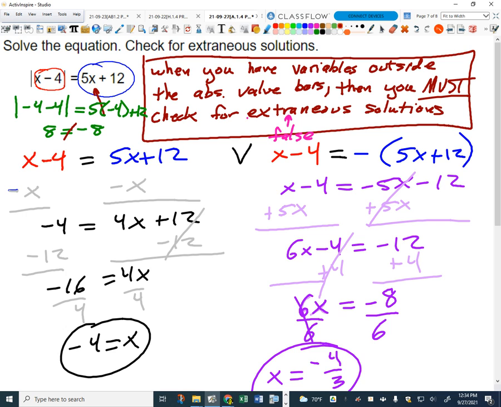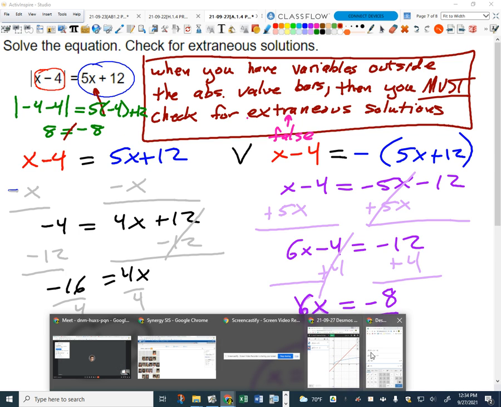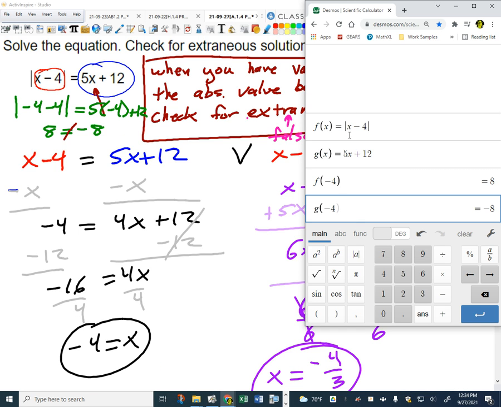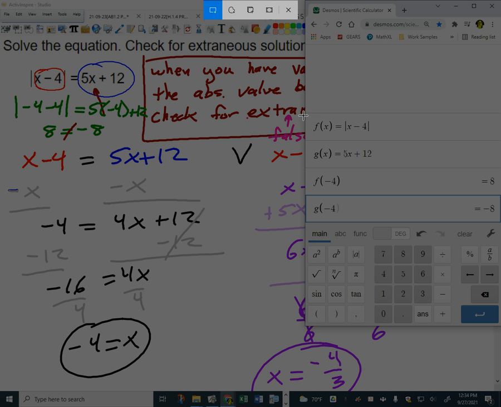That's not true, right? That's what Desmos told us. Desmos told us that when I plug the value into the left side, I get 8. Right side, I get negative 8. You see how this did the same thing? Give me thumbs on this. Okay? Because this is going to save you a lot of time. So I'm going to take a picture of this for our notes.